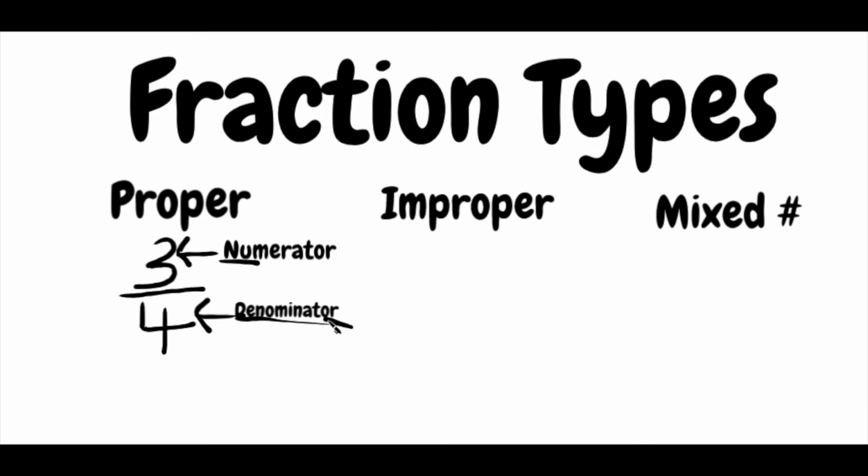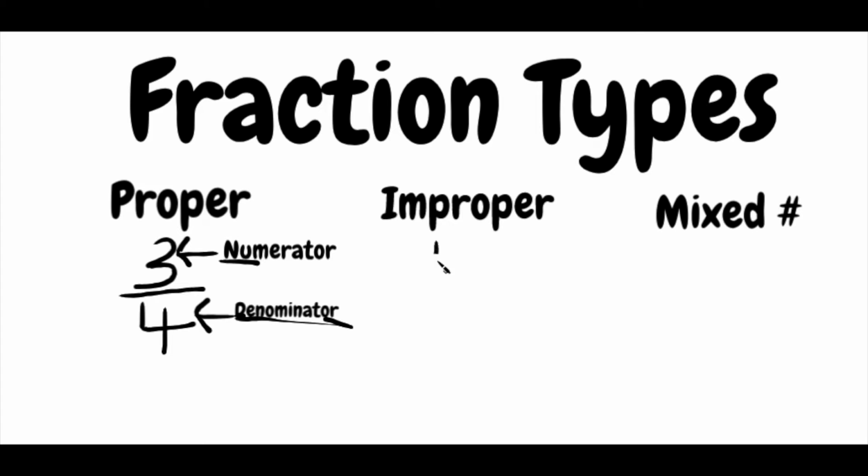So the denominator is downstairs, or it's in the dungeon. Okay, so the denominator is the bottom number in the fraction, and the numerator is the top part of the fraction. Pretty simple, but it is very, very important to understand that. So this is a regular fraction, or a proper fraction.